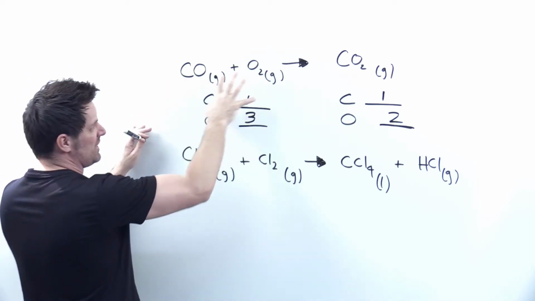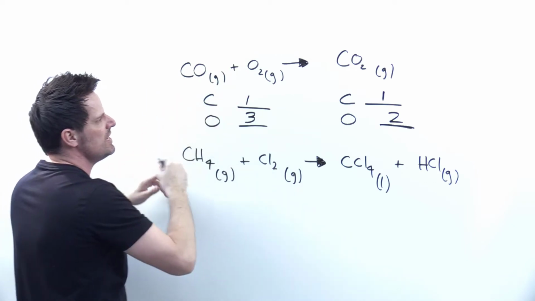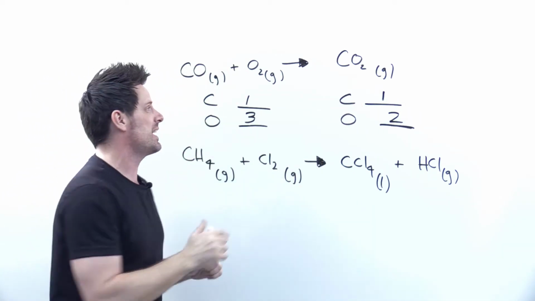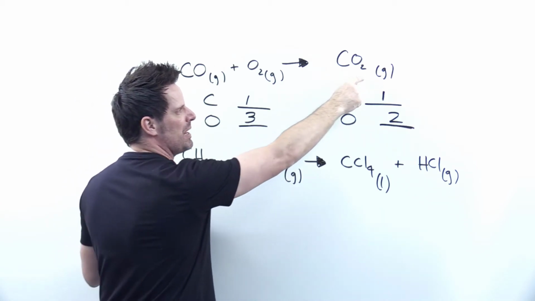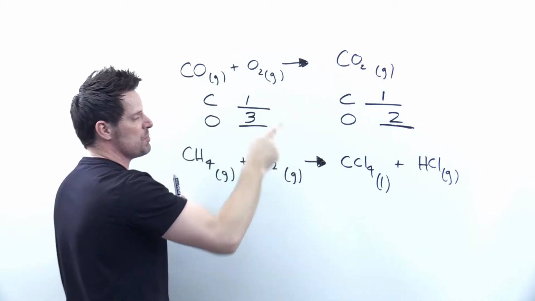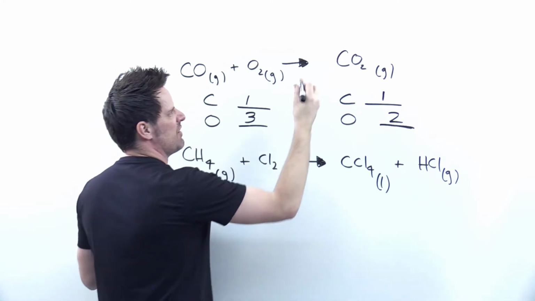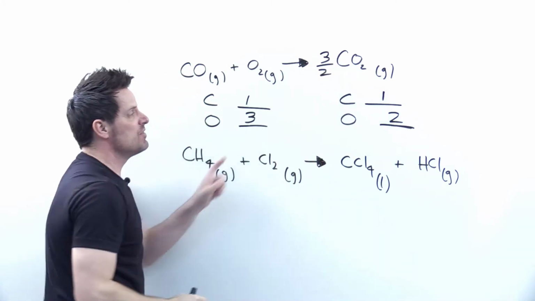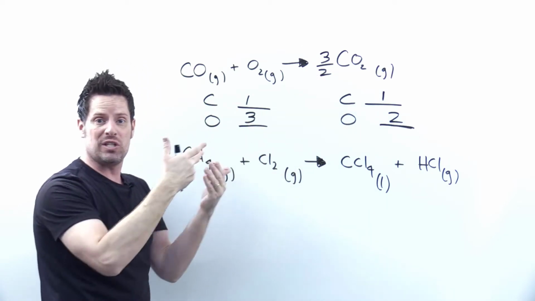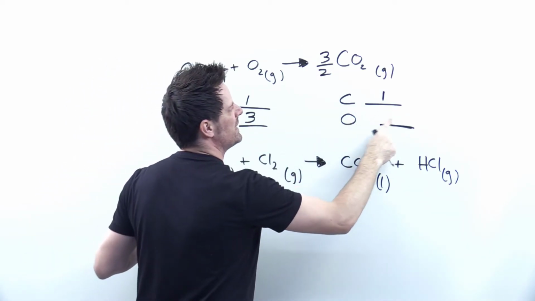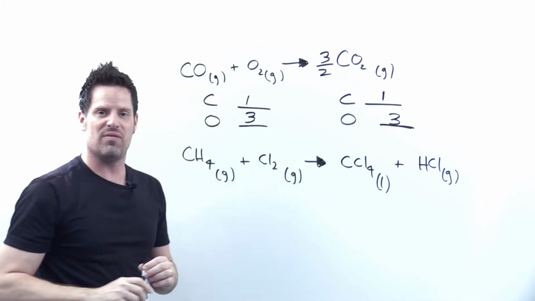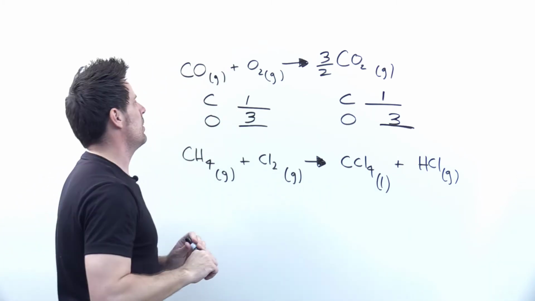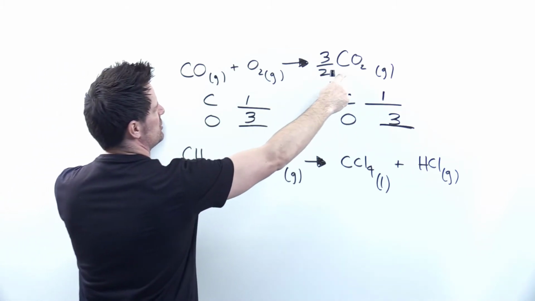So again, on the left side of the equation, I have 3 total oxygens, and on the right, I have a 2. Is there some number, be it a fraction or otherwise, that I could put right here that when multiplied by 2 would make these oxygens match? Hopefully you can see that if I took 3 halves right there, 3 halves multiplied by 2, the 2's cancel each other out, so I would be left with 3 oxygens on the right side of the equation.